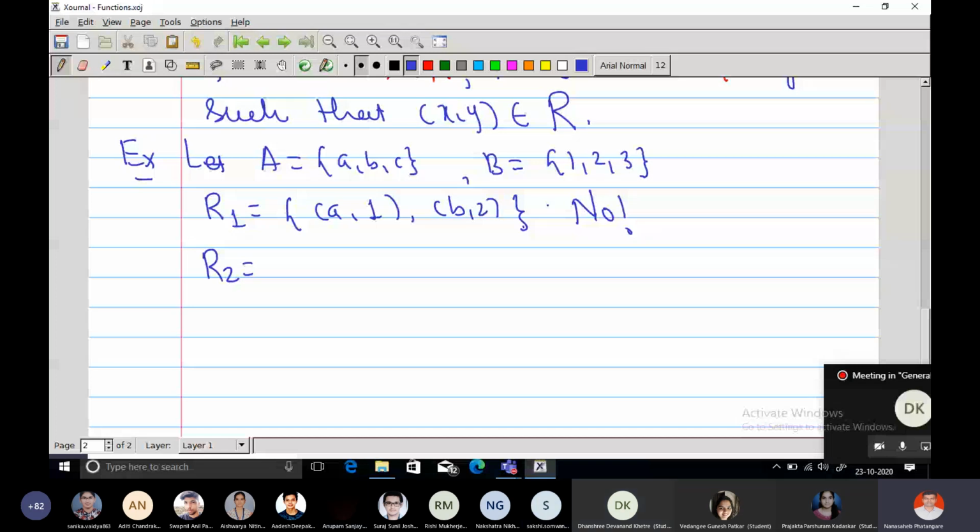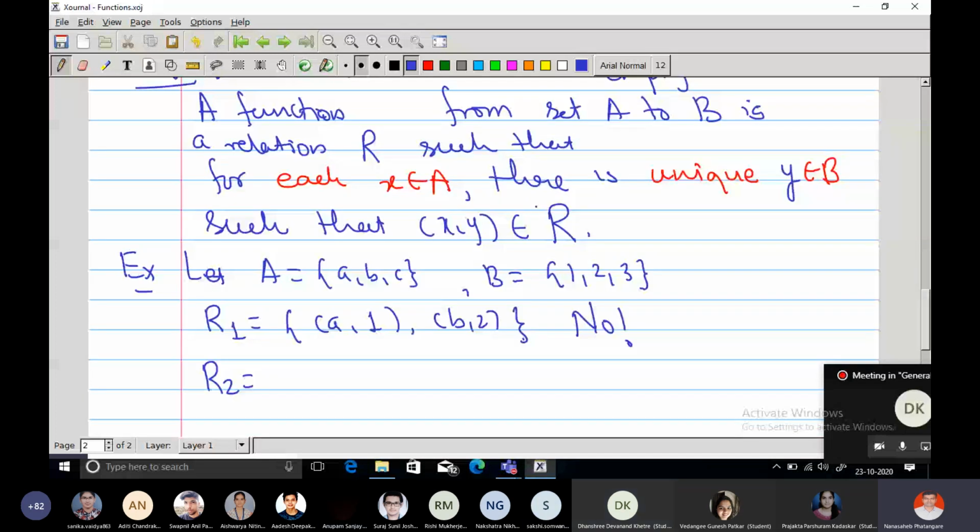For each x. For each x in A. So for example, for c, x is equal to c. It is not assigned with any element in B. Right? So the for each condition fails.